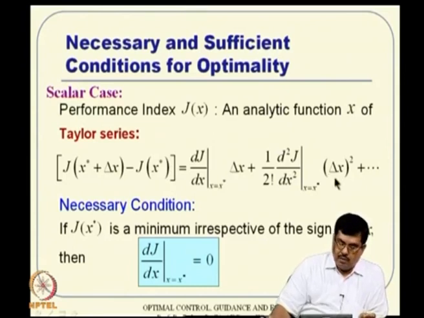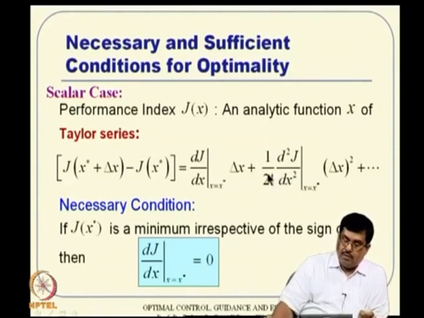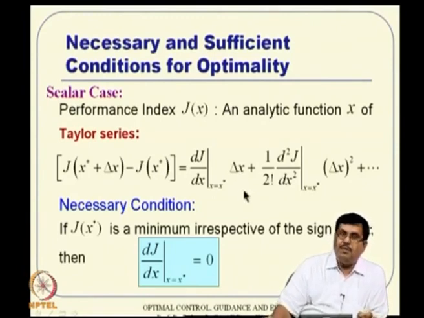Now, for any hope, see what we are looking for. We are looking for J of x star plus delta x to be greater than J of x star, if J of x star happens to be a minimum point, irrespective of the direction or the sign of delta x. So, if that has to happen, this left side quantity has to be strictly positive for a local minimum, or strictly negative for the local maximum case. So, what you are looking at here is a sign independent property.